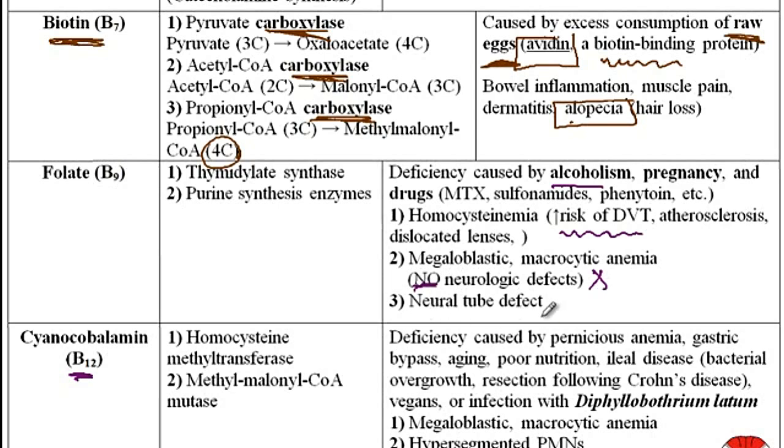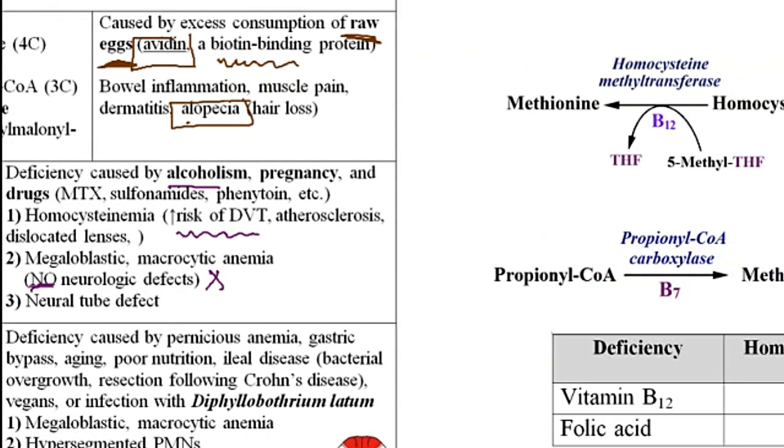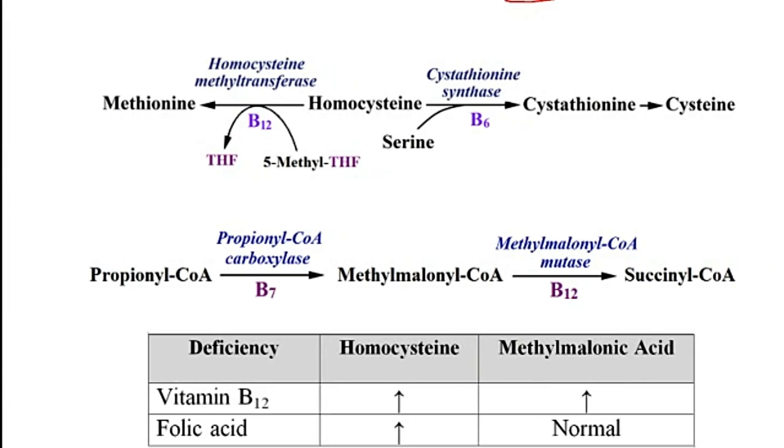And then finally, neural tube defect is another complication of the folate deficiency, and thus it's very important to supplement pregnant patients with the folate to prevent neural tube defects in the child. So let me explain to you why folate is causing homocysteinemia.